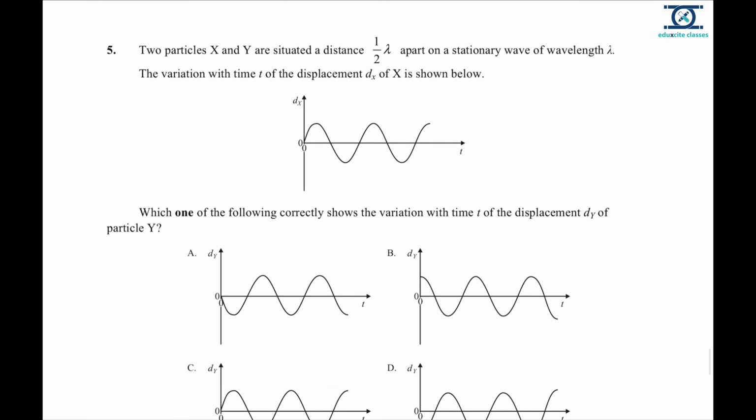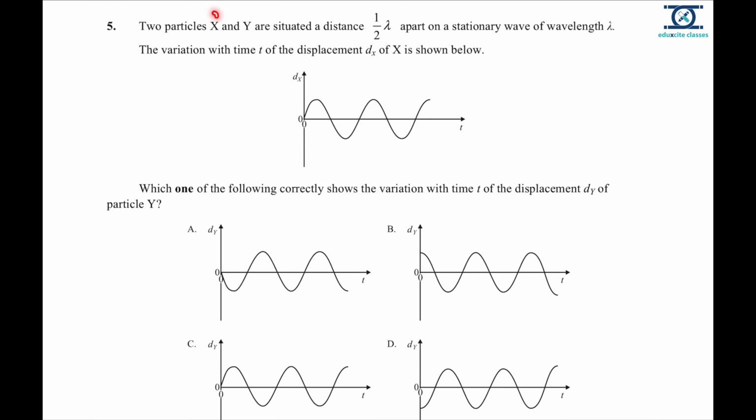Okay. Question number 5. There are two particles X and Y which are situated half a wavelength apart on a stationary wave of wavelength lambda. The variation with time t of the displacement dx of X is shown. So this is particle X with respect to time, and particle Y is half a wavelength away. Half a wavelength means it will start from here, so it will be like this. This pattern is shown by option A only. Okay. If you have any doubt, you can comment below.